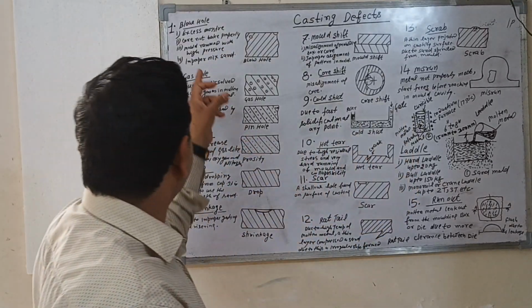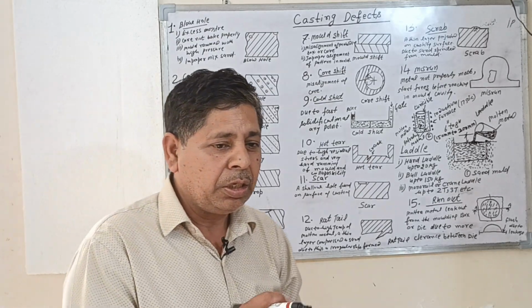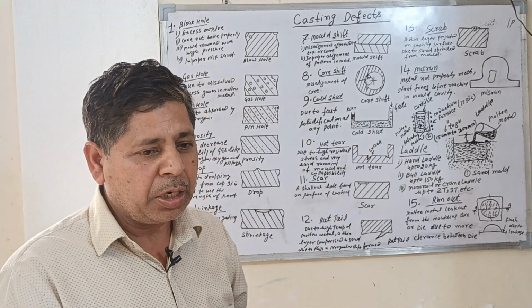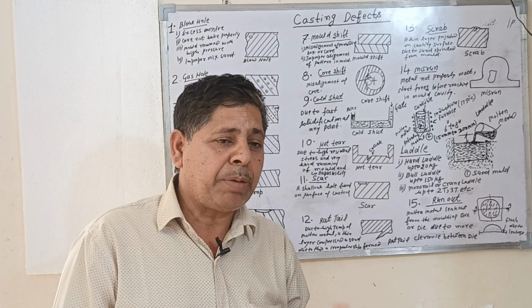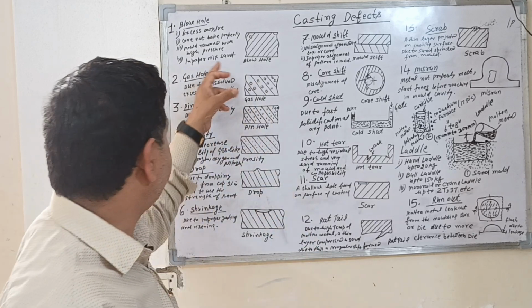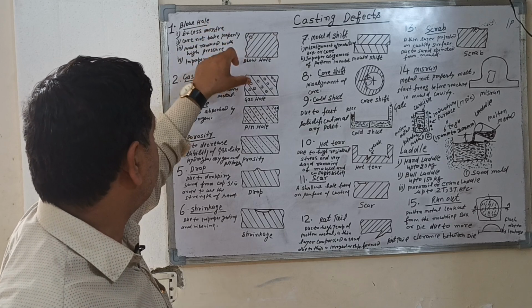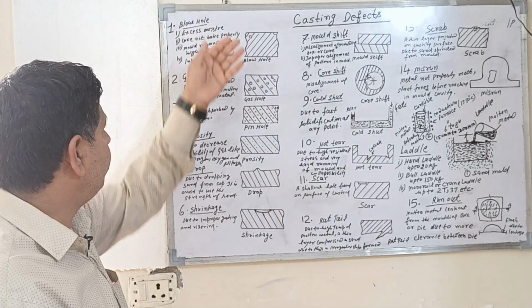Fifth is improper mixing of sand. The sand is not properly mixed. The green sand, water, clay, and different types of binder are not properly mixed. So the blow holes are created with the help of this. These points affect the blow holes.